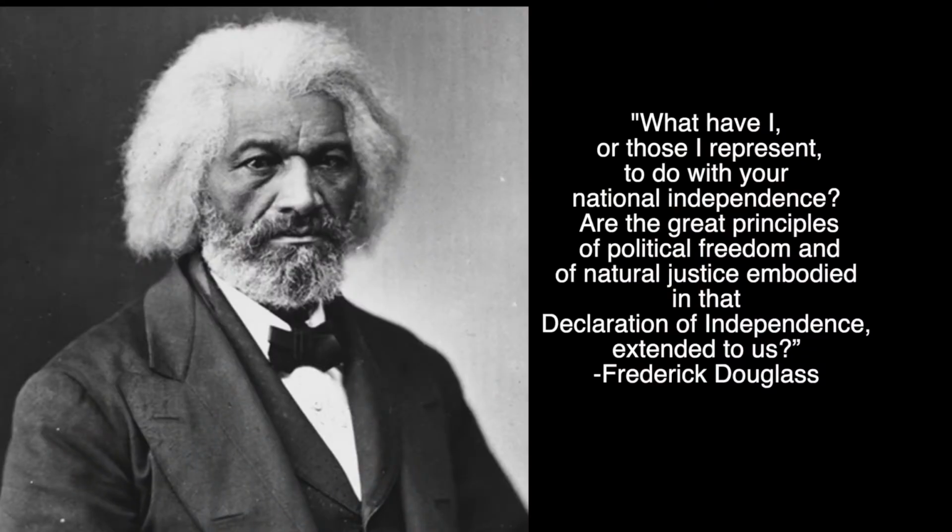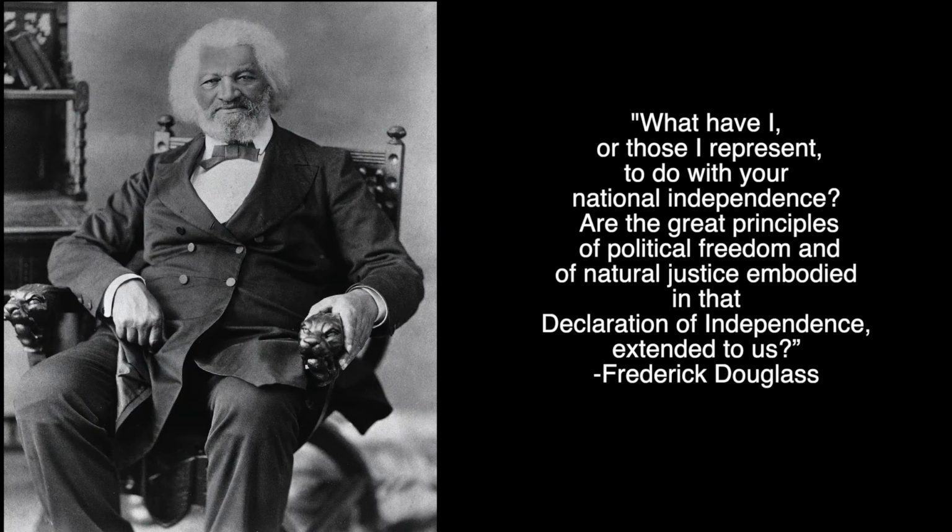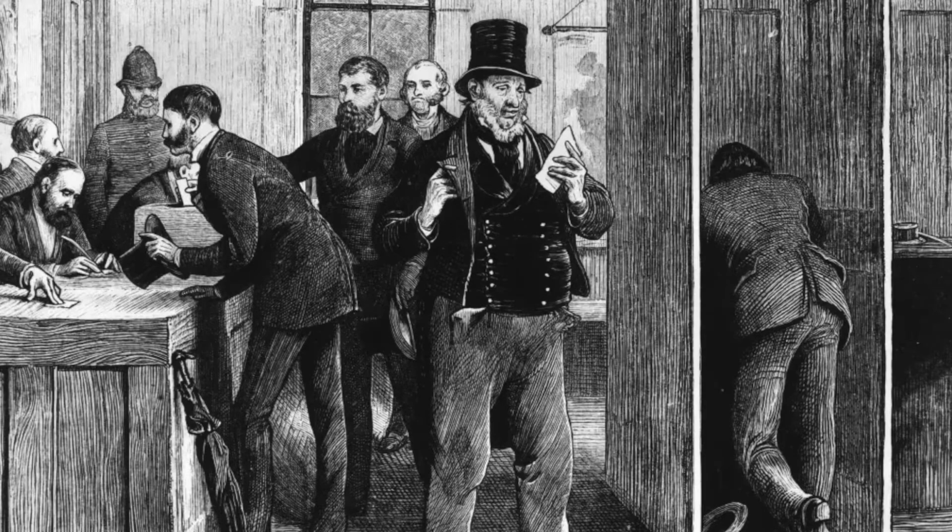In 1852, Frederick Douglass, on the 4th of July, said, "What have I or those I represent to do with our national independence? Are the great principles of political freedom and of natural justice embodied in that Declaration of Independence extended to us?" This part should be held up to scrutiny, because the strong argument could be made that Jefferson did not mean all men, but white male property owners.